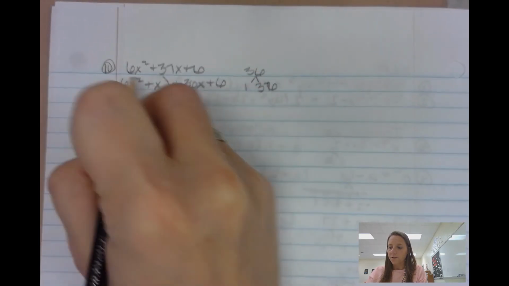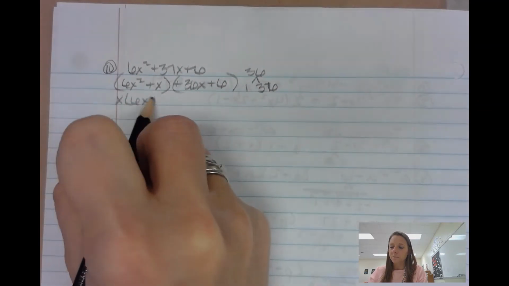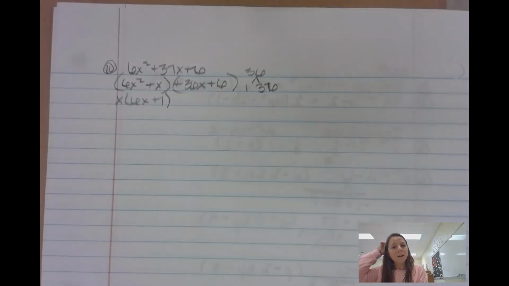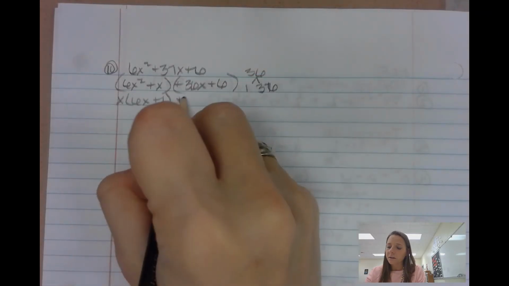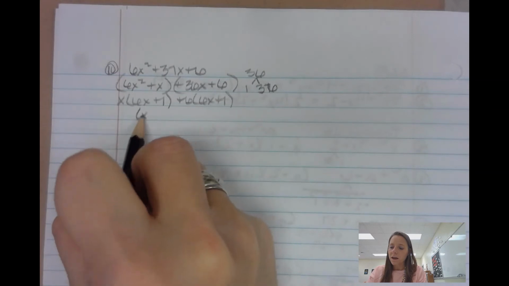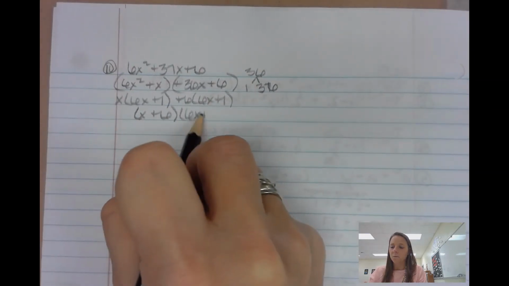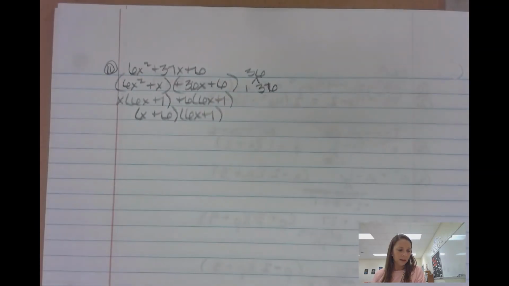All right, group the first two, group the last two. X comes out, 6x plus 1. Remember, you had to have that placeholder if the whole thing comes out. Here, a 6 comes out. That's going to be 6x plus 1 again. Parentheses are the same, so we're good. x plus 6, put the GCFs together, and the one you see twice, write it once. See if you got the same thing I did.